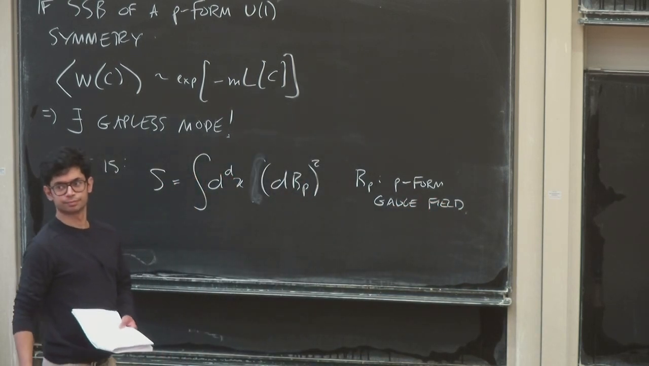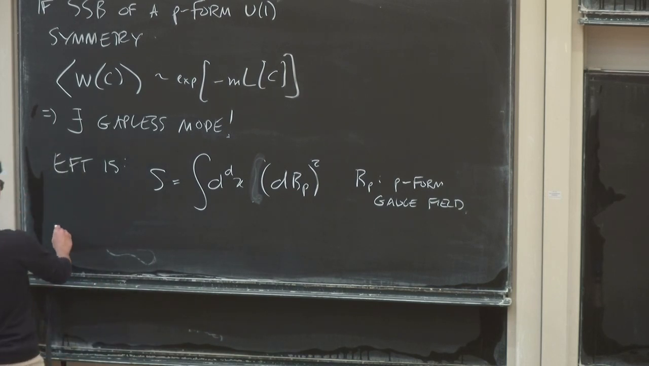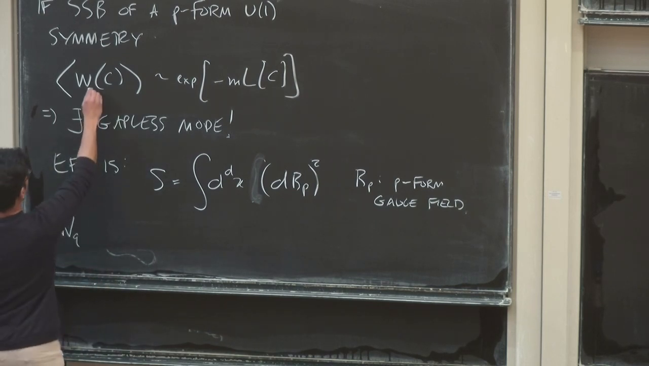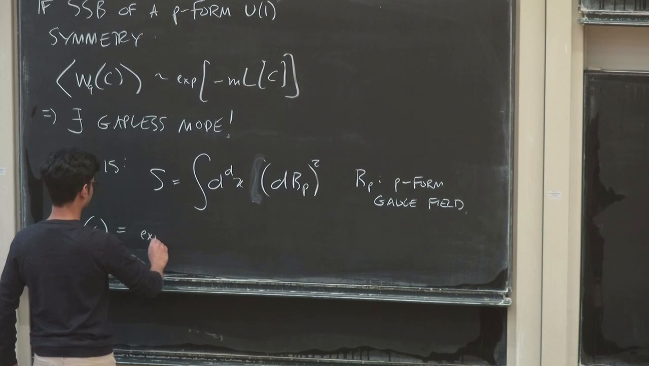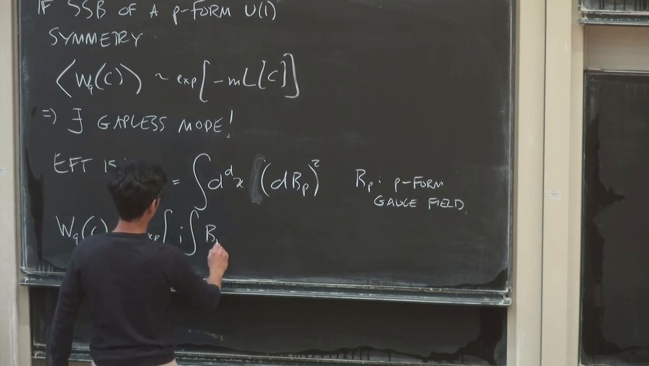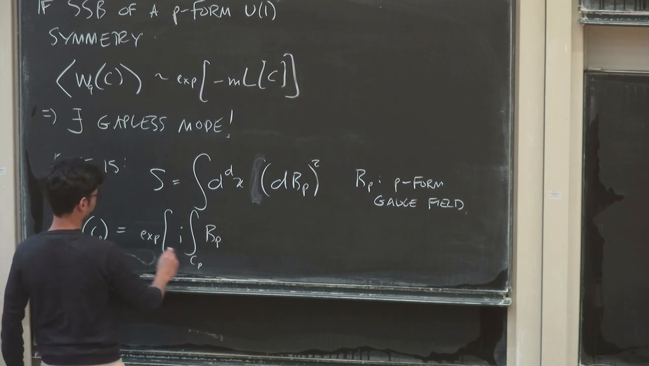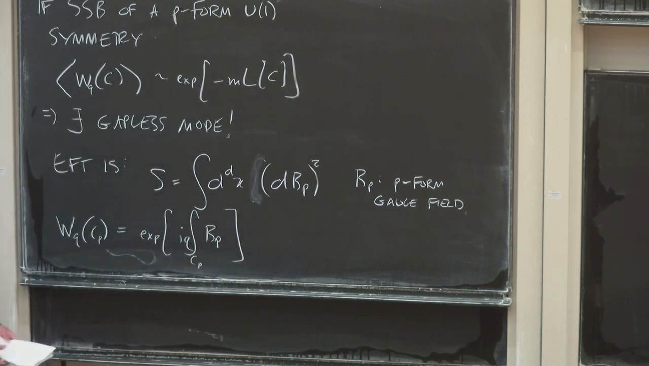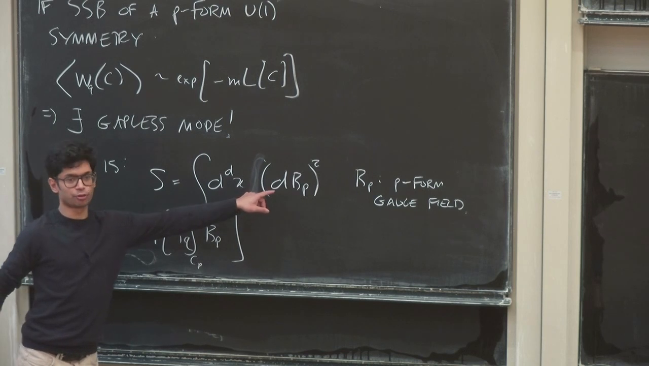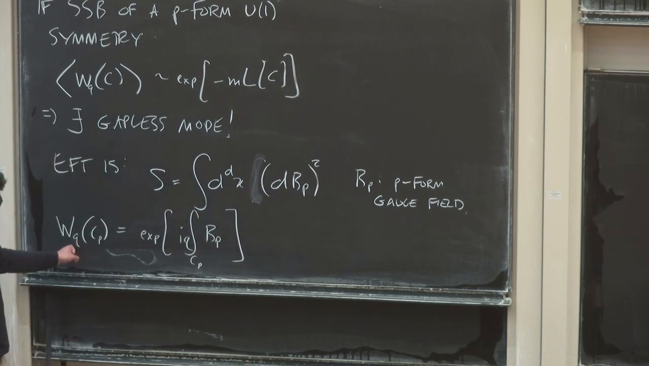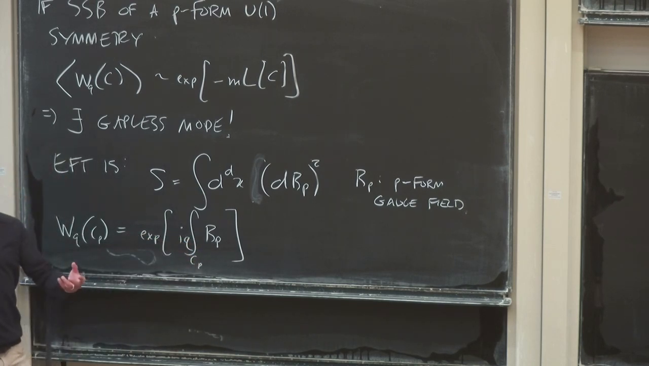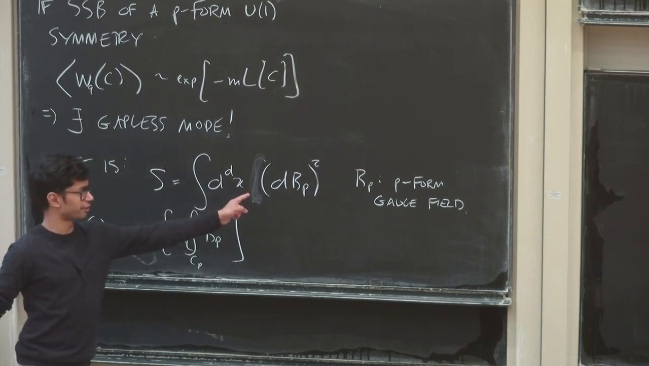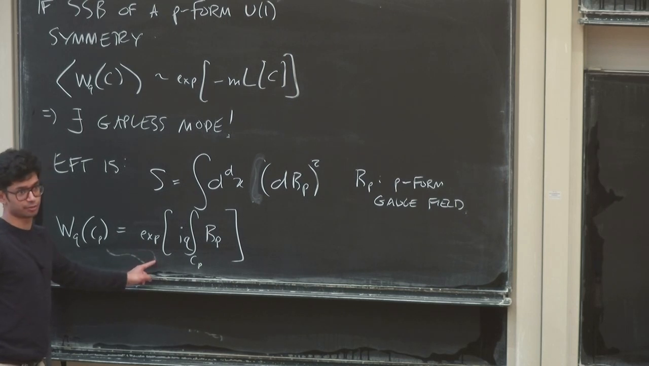All right. In particular, you can realize the charged operator, W_q of C, in terms of that low energy degree of freedom as the exponential of the integral of B_p on this p-surface C_p. Okay? So you have a gapless mode, this p-form gauge field with this action, and you can realize the extended object in terms of that p-form in the following manner. This is the sort of universal information that is present when you spontaneously break a symmetry. You want to know what is the low-lying degree of freedom, how do you express things that you like in terms of that degree of freedom, and this is how you do it.